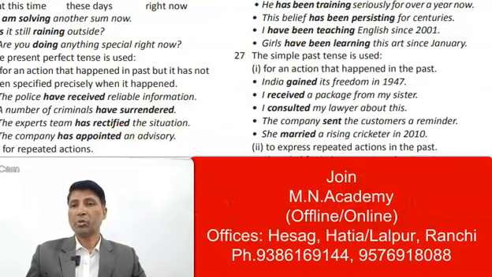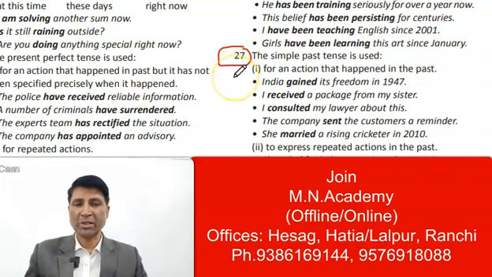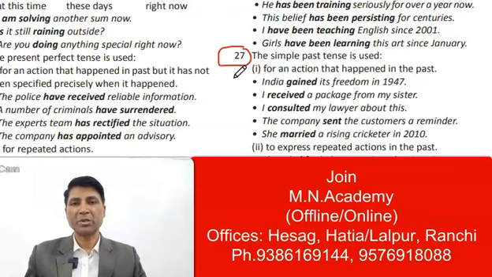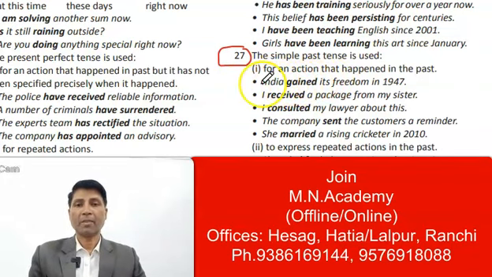Now look at rule number 27. And if you haven't watched the previous lecture on tenses, first watch that, because we have discussed what tense is, what are the 12 forms of tenses, plus uses of all the present tenses. Now, rule number 27 says, the simple past tense is used for an action that happened in the past.